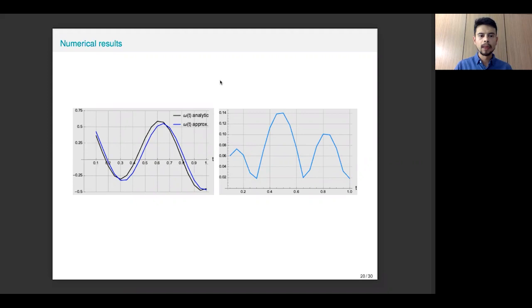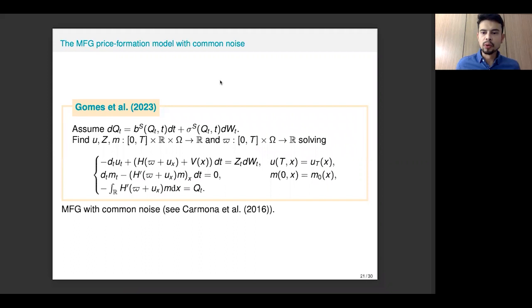Now I'm going to push a little bit this approach to include a generalization of this model. So in another project, we consider the price formation when your supply is a stochastic process. This model generalizes the one introduced by Gomes and Saúde, because when you take here the volatility to be zero, you recover back the deterministic price formation problem.